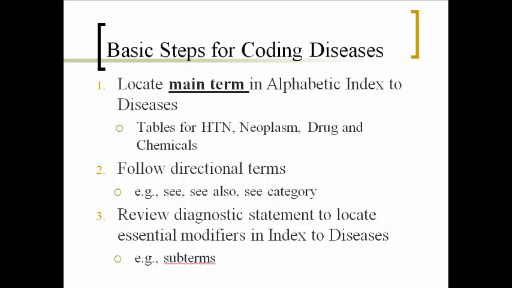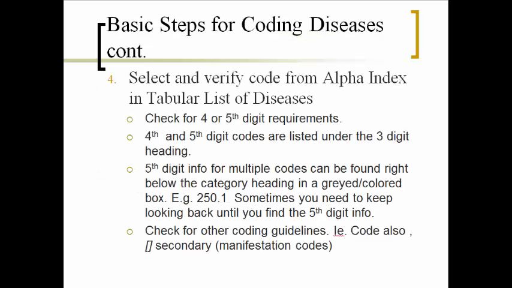Next, you're going to write or remember the code you came up with from the alpha index, and then look up the code in the tabular index. Remember, never code from the alphabetical index, as you may miss important notes. So our last step is to verify the code from the alpha index in the tabular list of diseases. What we're looking for in the tabular list is any indicators for extra digits, includes and excludes notes, and additional notes if we need multiple or additional codes.